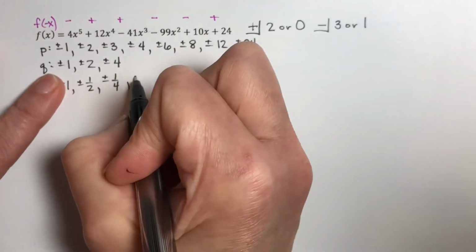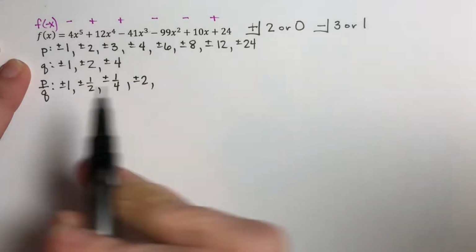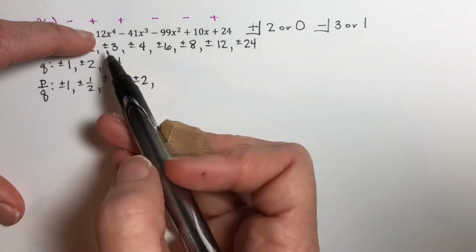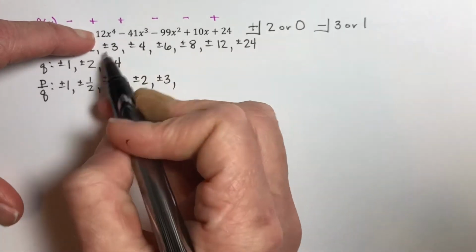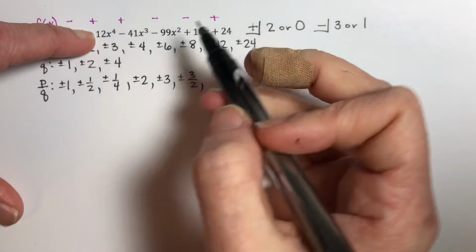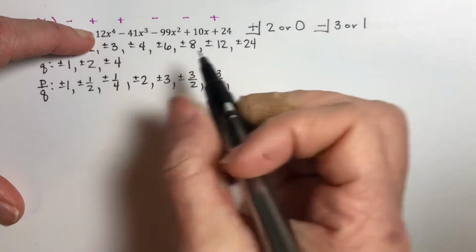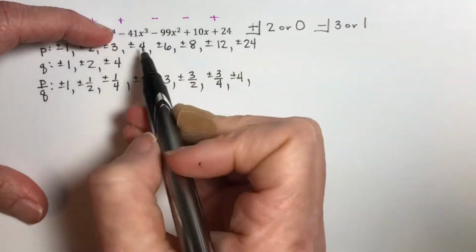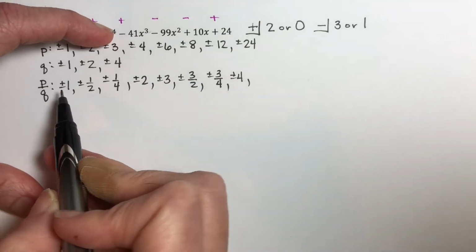2 over 1, that's 2. 2 over 2 is 1, which is already listed. 2 over 4 is 1/2, already listed. Okay, now we're at 3. 3 over 1, that's 3. 3 over 2, 3 over 4. Okay, now 4 over 1, that's 4. 4 over 2 is 2. 4 over 4 is 1.